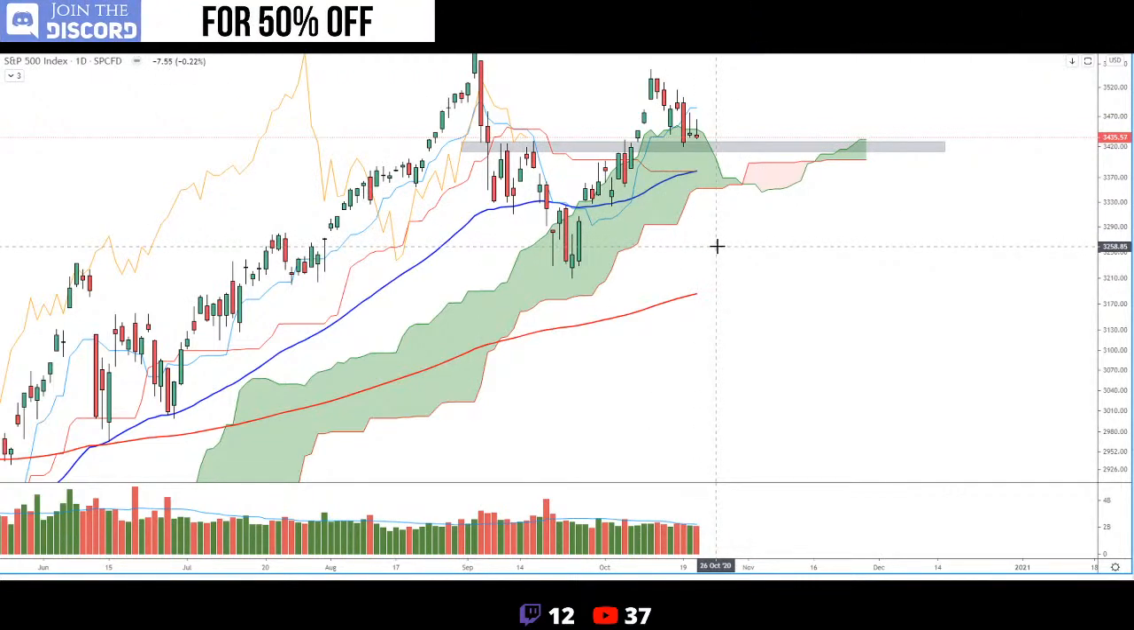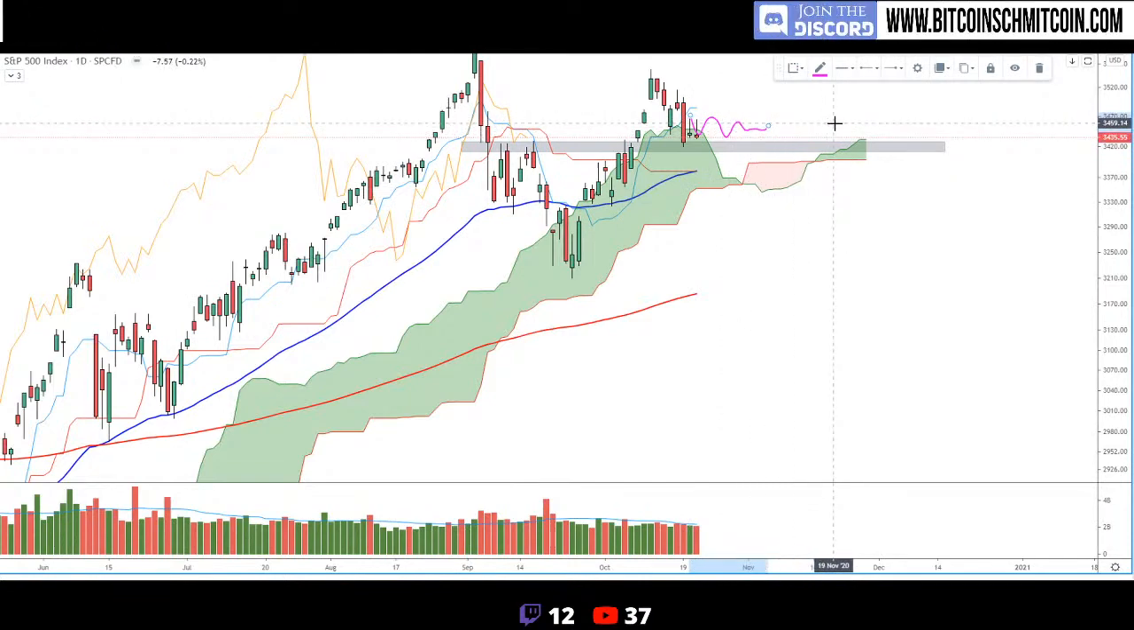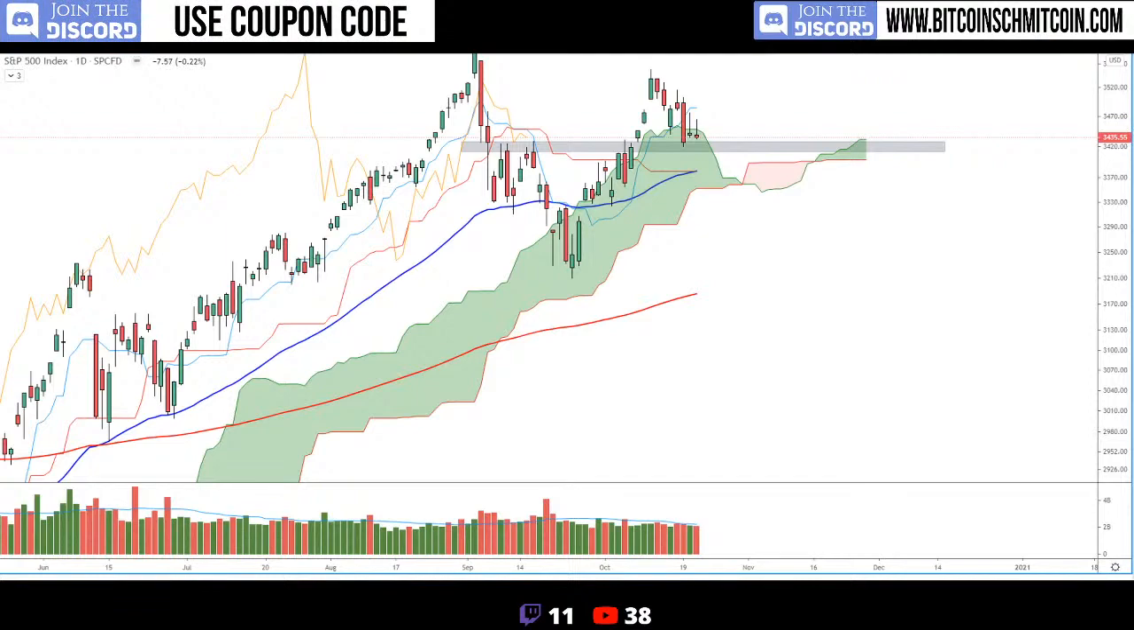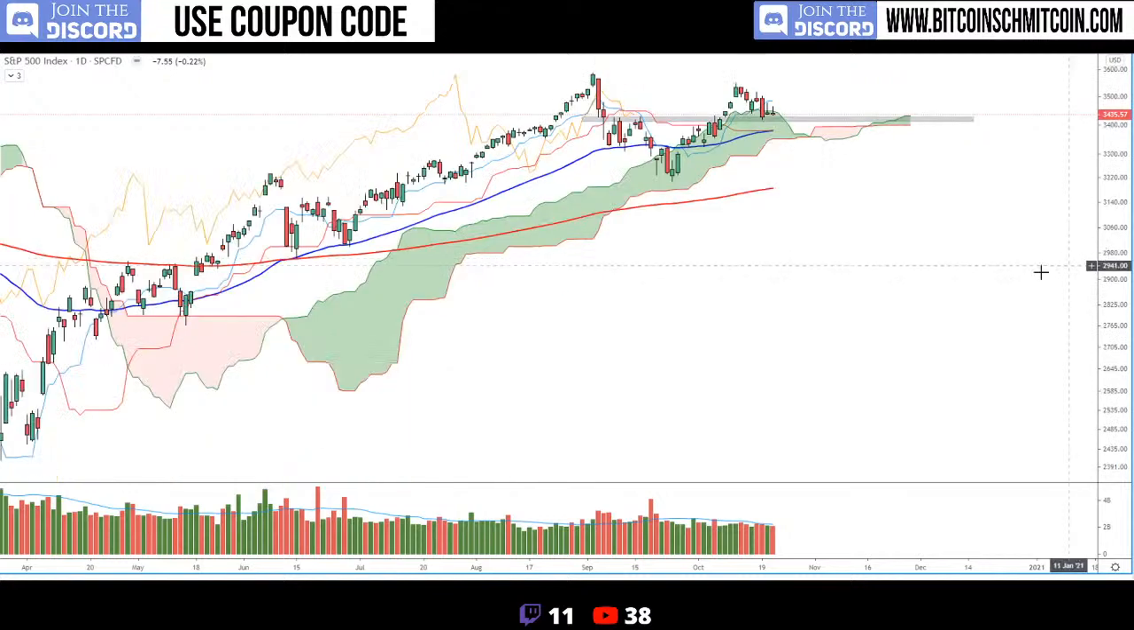Yeah, SPX, it just looks like it's consolidating. It's figuring out what it wants to do before the election. It's probably just going to be chopping, honestly, until someone wins and then break out. But yeah, I'm bullish on stocks, honestly.